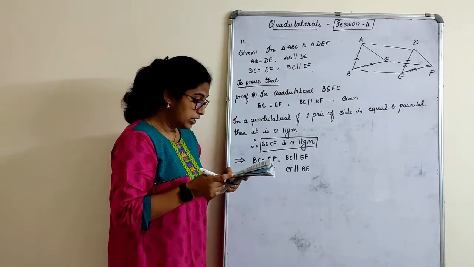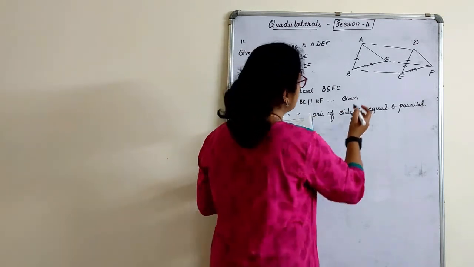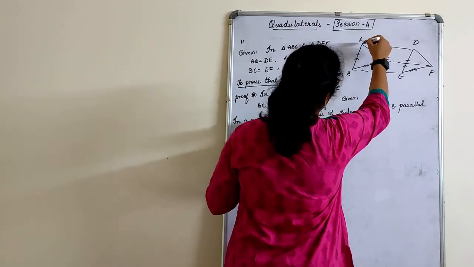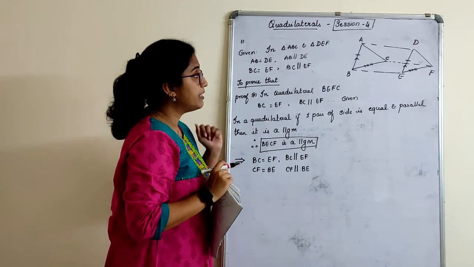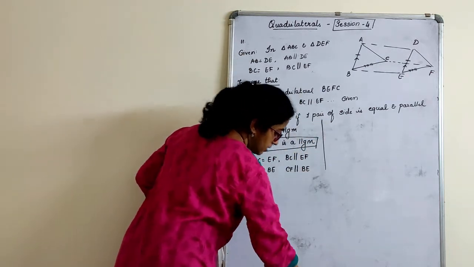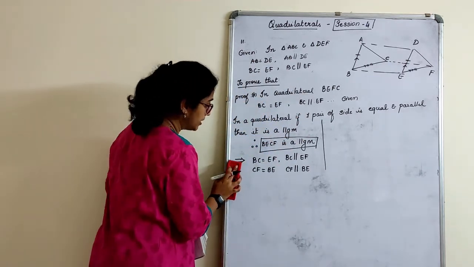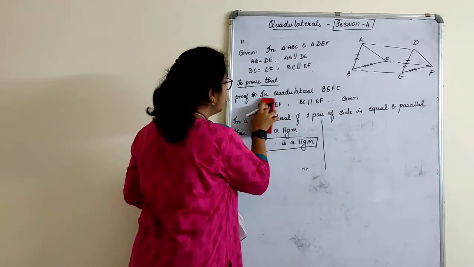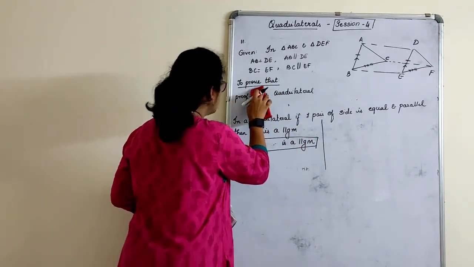Now the third part: quadrilateral ACFD is also a parallelogram. We need to prove this here. Is this very clear? Shall we erase this part now? Whatever I want, I will erase now. This part I will remove, this part I will remove, and only what I want I will keep here. So this is now the third one.